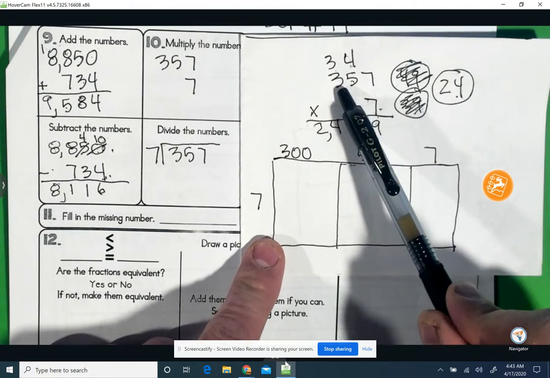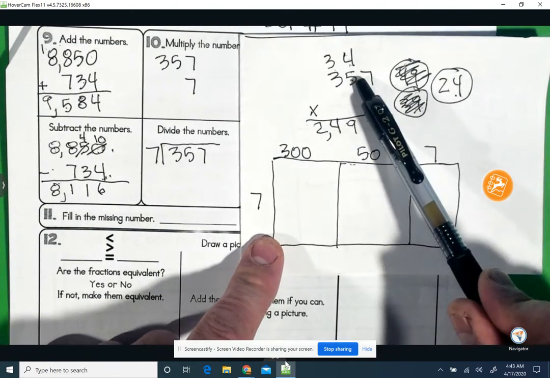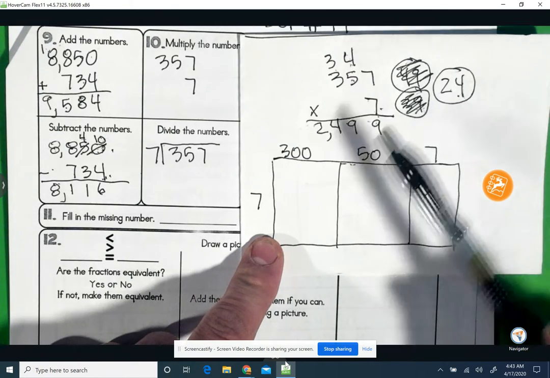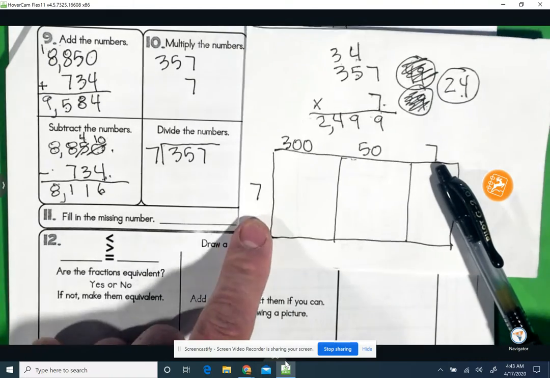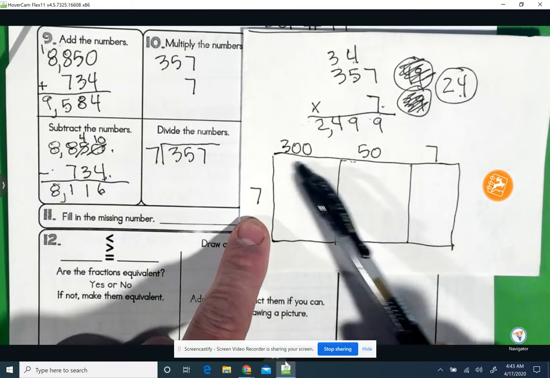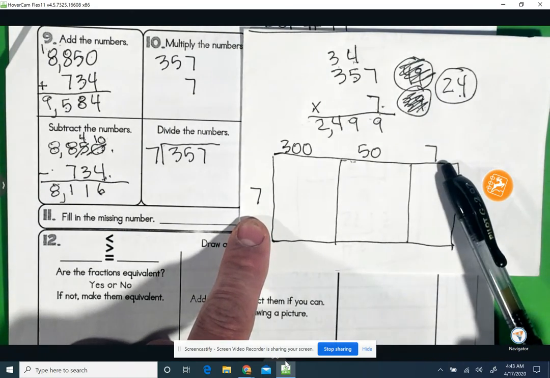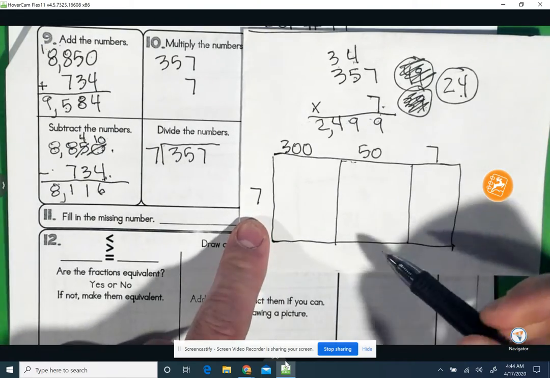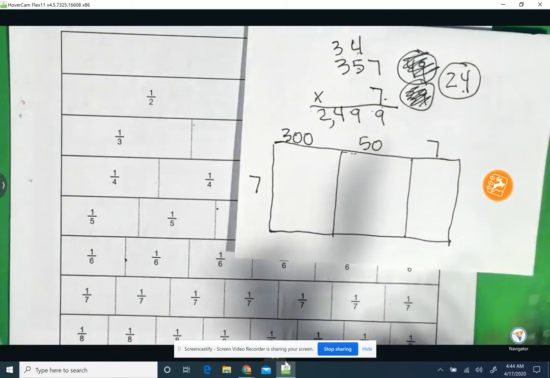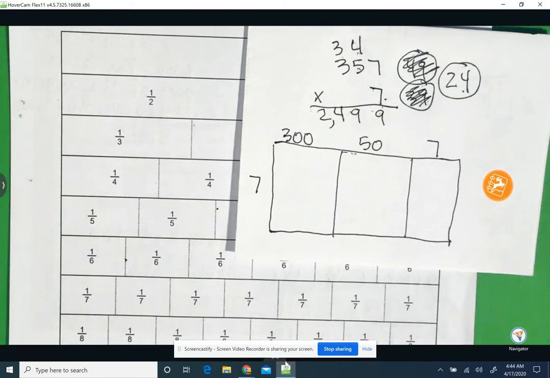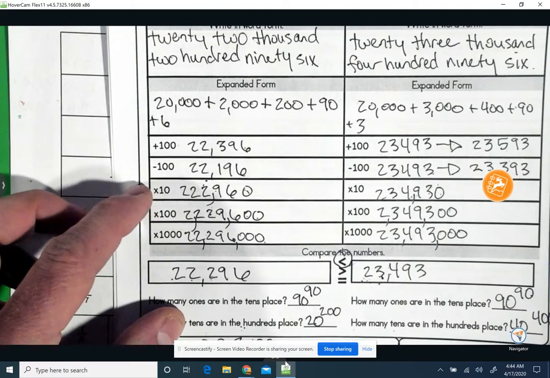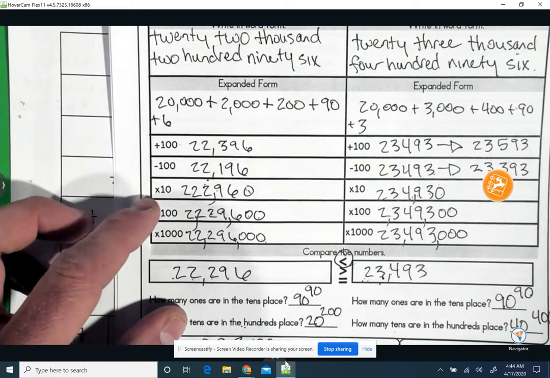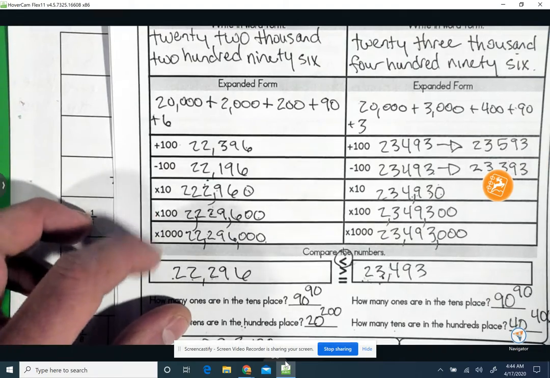The value of that 3 in the hundreds place is 300. The value of the 5 in the tens place is 50. And the value of the 7 in the ones place is 7. And then over here, you can multiply all of the expanded digits by 7. Now, this goes back to problem number 1 in Mountain Math, and that goes into the idea of what do we do when we multiply by 10, 100, or 1,000, or multiples of 10, 100, and 1,000.